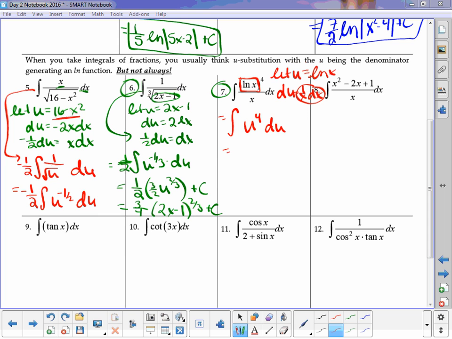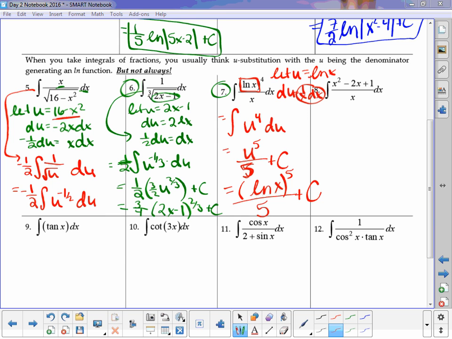All right, and so now it's just a normal power rule. u to the 5th divided by 5 plus c. That looked more like a 5, less like an x. All right, and then just go back in what we know. Not too bad. All right, questions on that?